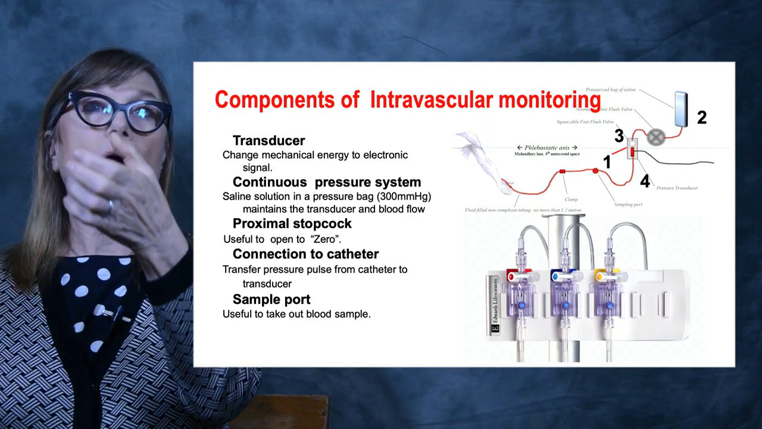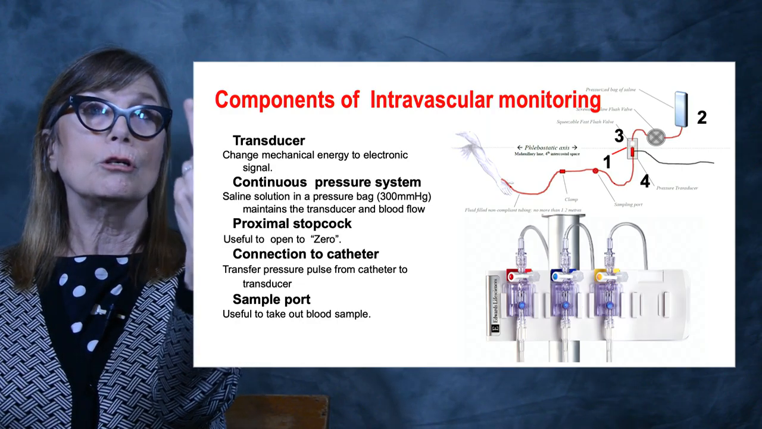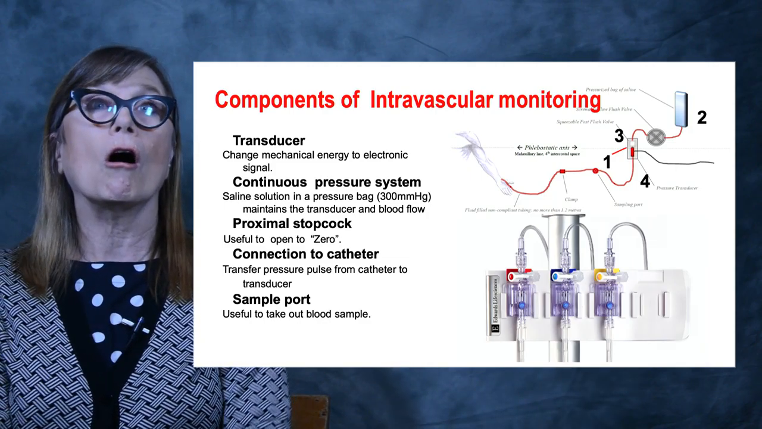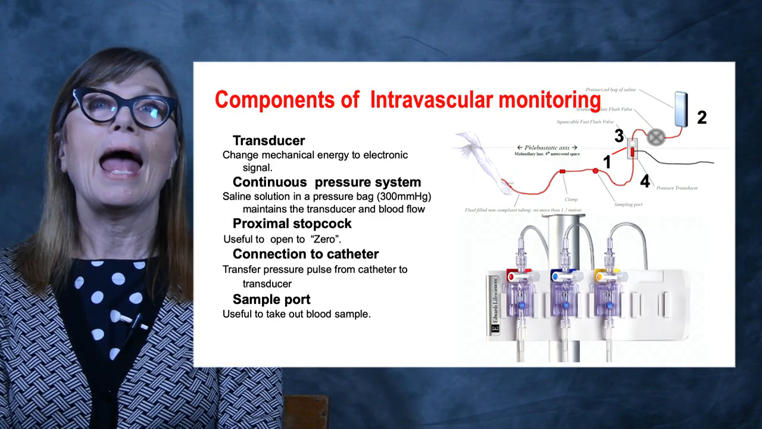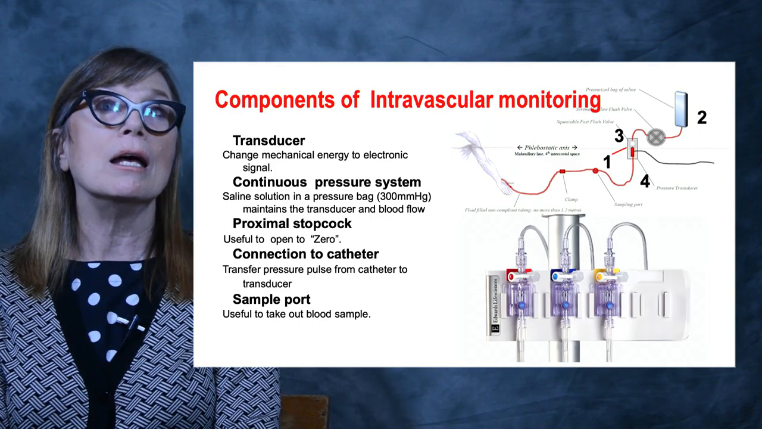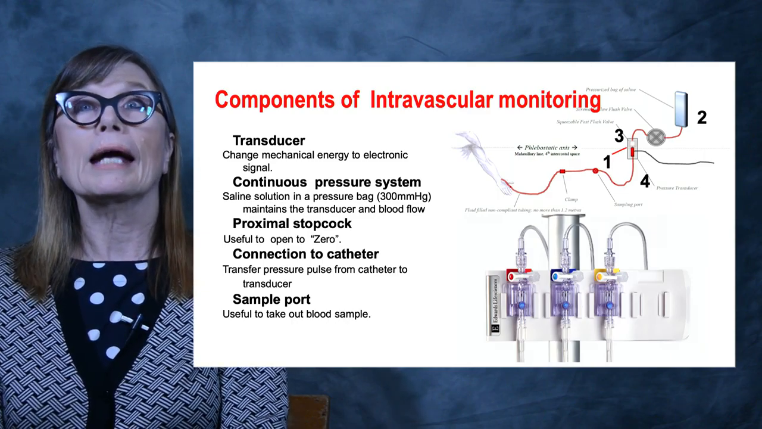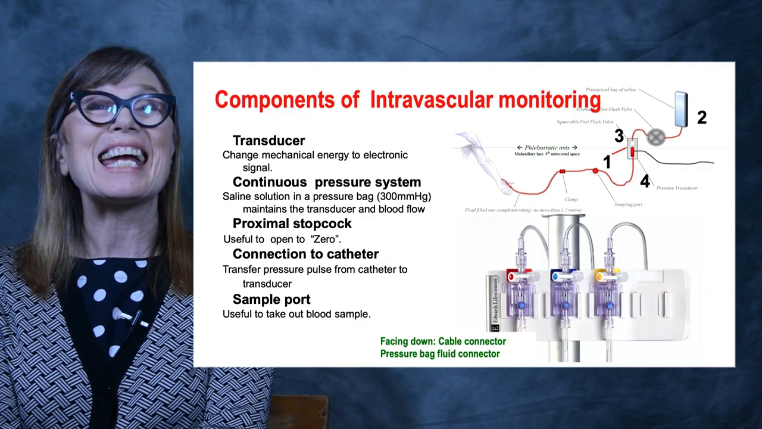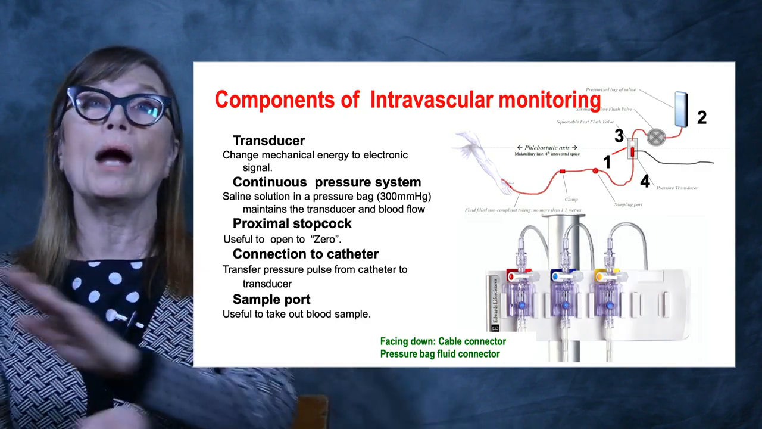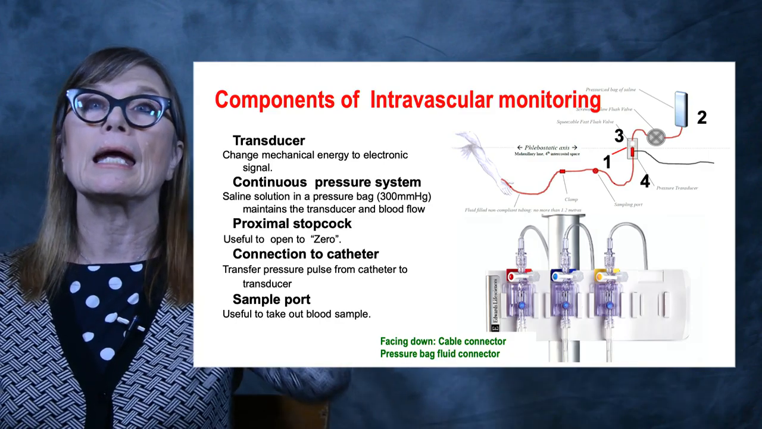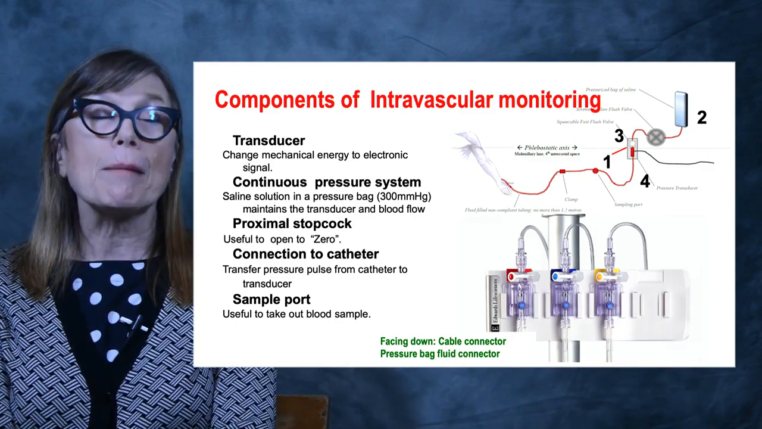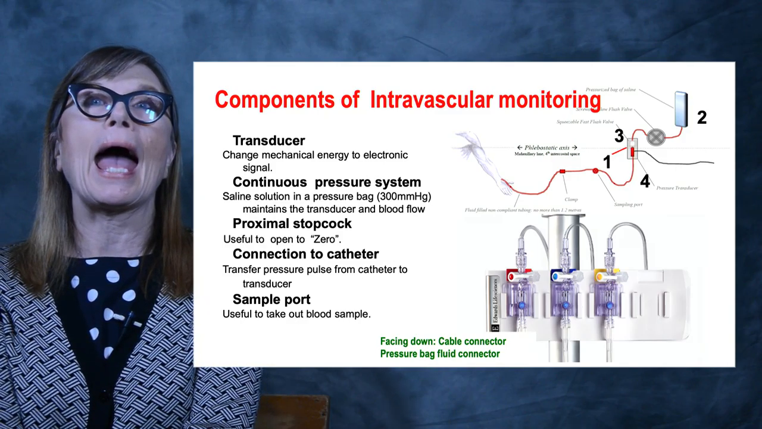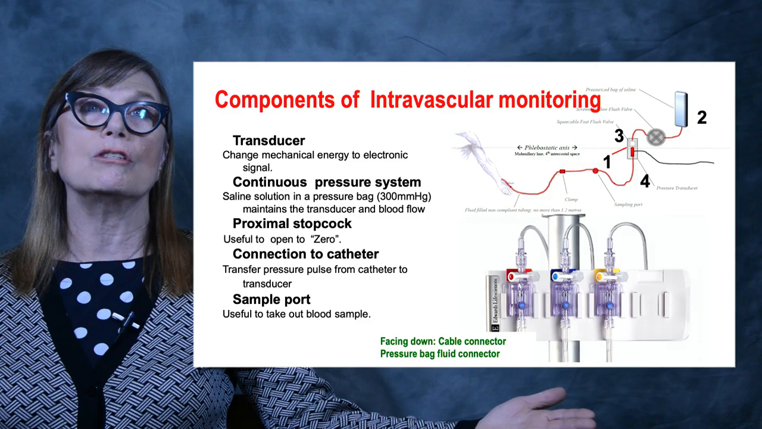The transducer on the bottom has two connections that always point down, and those connections are your fluid line and your connection cable. So as we look at this information, what we'll see is facing downwards, always, absolutely facing downwards, the cable connector, which is known as the cable pigtail, and the pressure bag fluid connector, which is basic IV tubing.